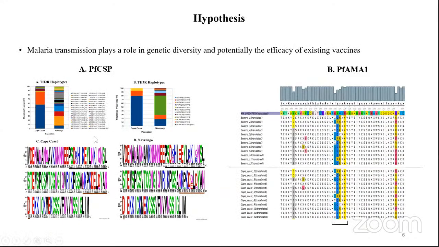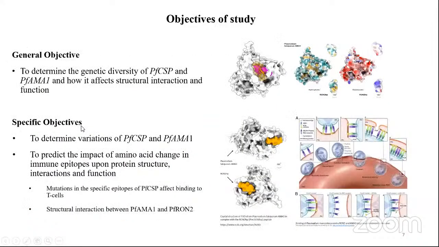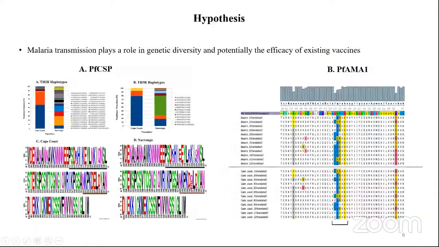So we looked at 2 different ecological sites, as I mentioned earlier. We looked at Cape Coast, which is located in the coastal belt, and Navrongo, which is in the northern belt, to ascertain whether eco-epidemiological factors affect the rate of diversity. And we saw that more diversity was seen in Navrongo than in Cape Coast.